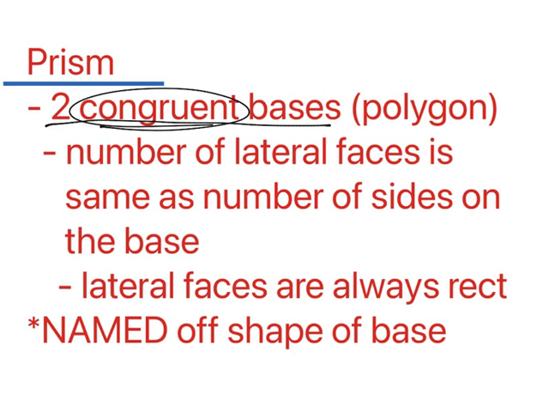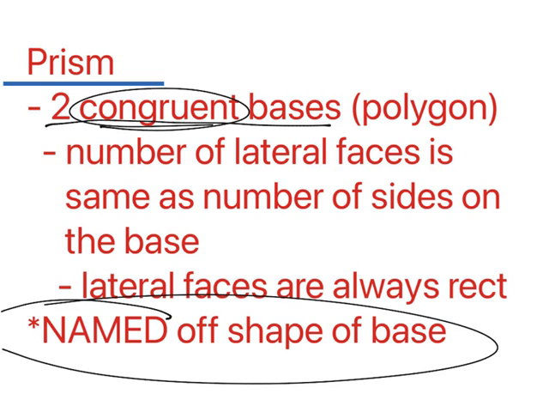The number of lateral faces is going to be the same as the number of sides on the base. So if we have a triangle base that is 3 sides, we will have 3 lateral faces. And I will show you why that is in just a moment. The lateral faces are sometimes just called the sides, but the lateral faces are always rectangles. And for the purpose of identifying prisms, we name them off the shape of the base. So if the base is a rectangle, it's a rectangular prism.